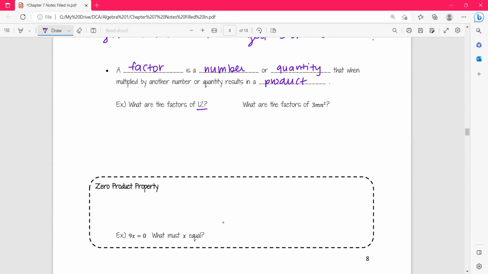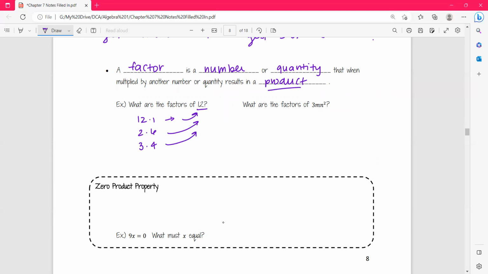What are the factors of 12? We could do 12 times 1. We could do 2 times 6. We could do 3 times 4. Notice 12 times 1 gives you 12, 2 times 6 gives you 12, 3 times 4 gives you 12. Their result is 12. When you multiply them together, it's a product, right? You get 12.